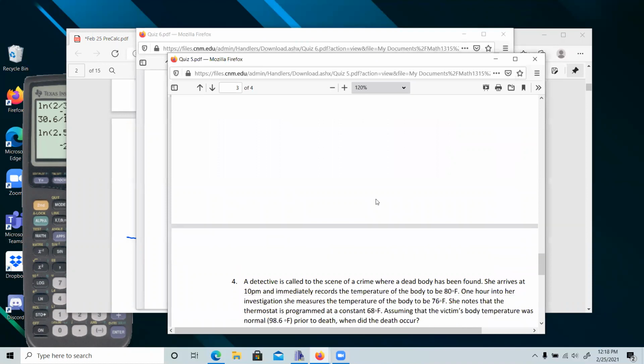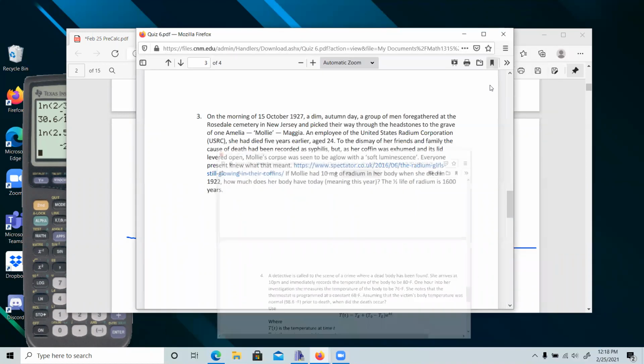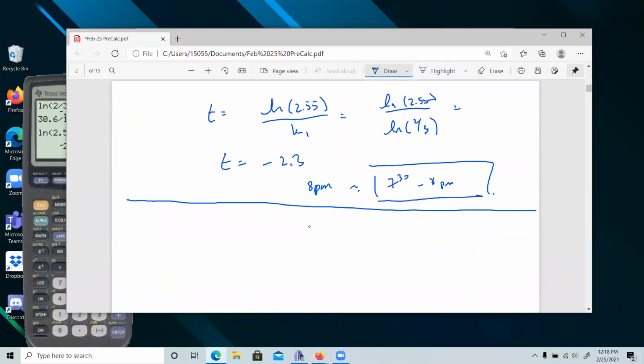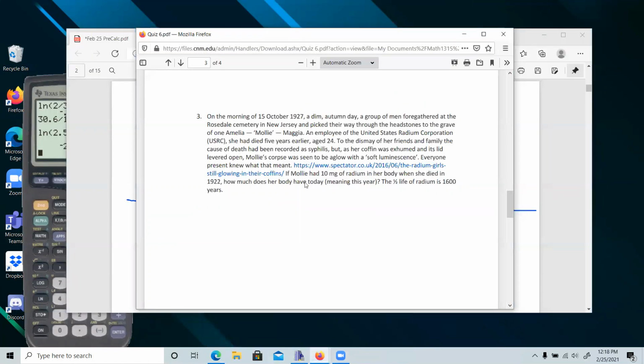Okay, so I'm just going to say time of death here. The date of death, right, is 1922. All right. Died 5 years earlier at the age of 24. To the dismay of her friends and family, the cause of death had been recorded as syphilis. But when her coffin was exhumed, its lid levered open, Molly's corpse was still seen to be aglow with a soft luminescence. Everybody knew what that meant.